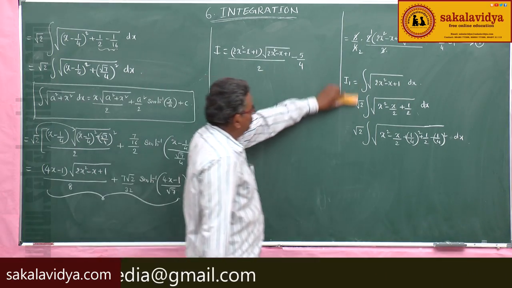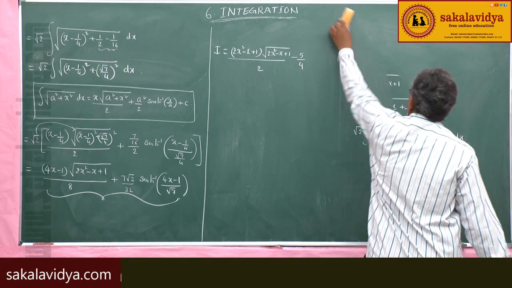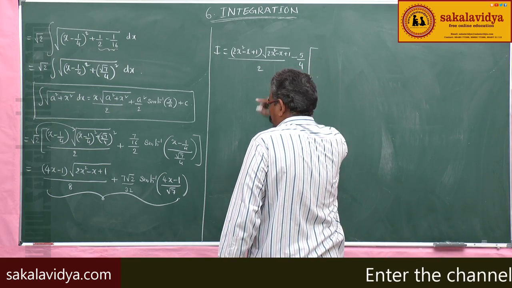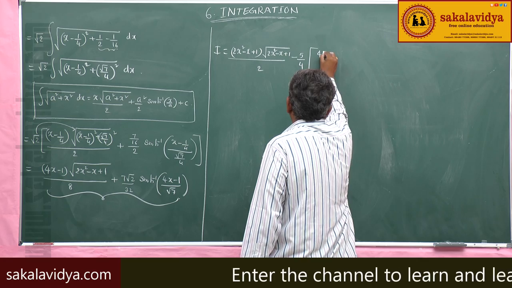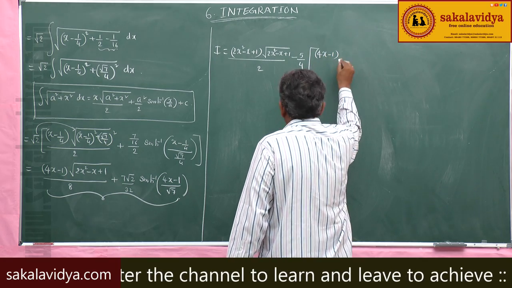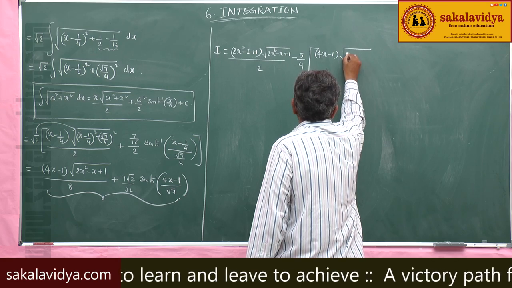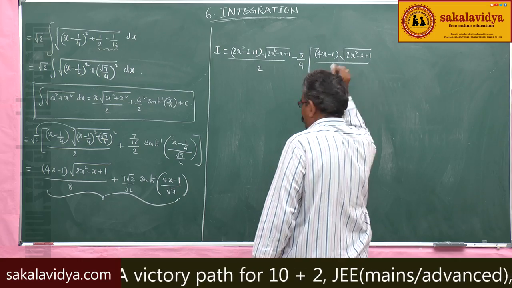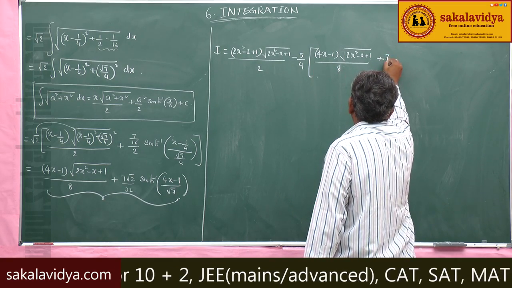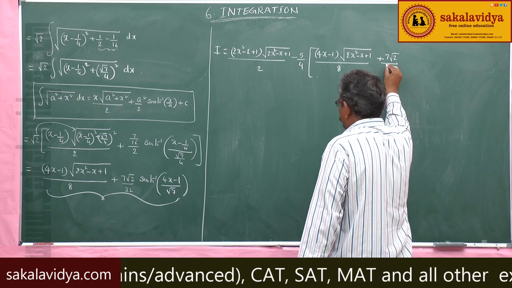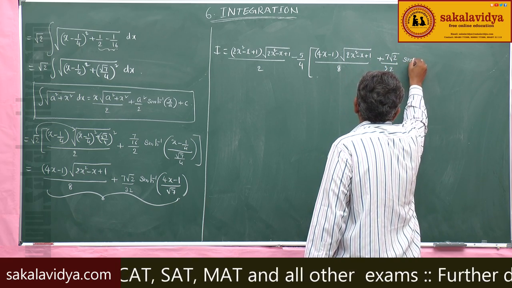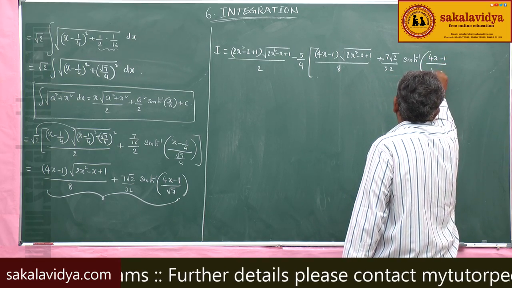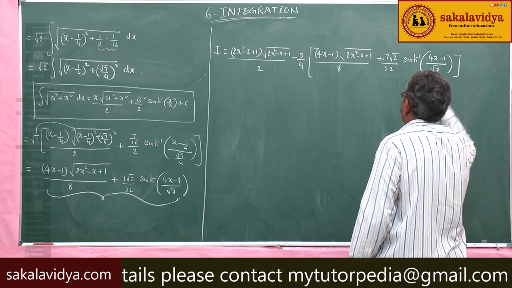So, now let us write. That will be 4x minus 1 into root of 2x square minus x plus 1 by 8 plus 7 root 2 by 32 sin h inverse 4x minus 1 by root 7 you will be getting.